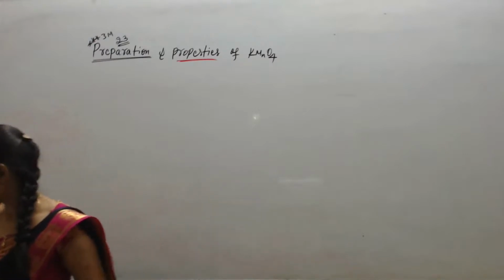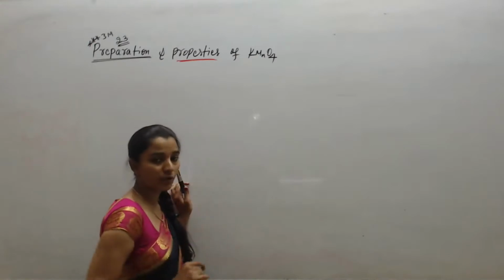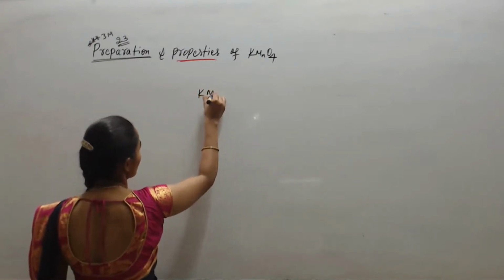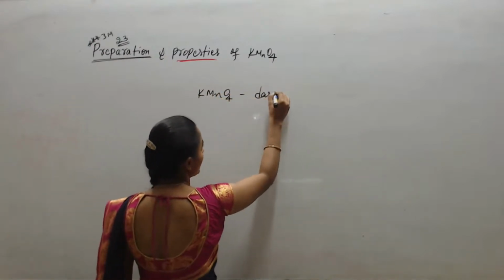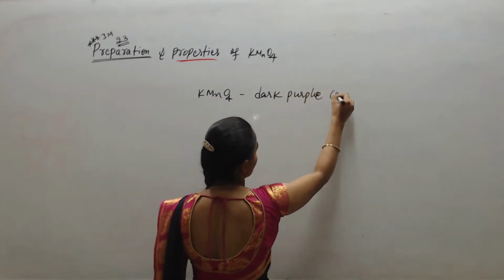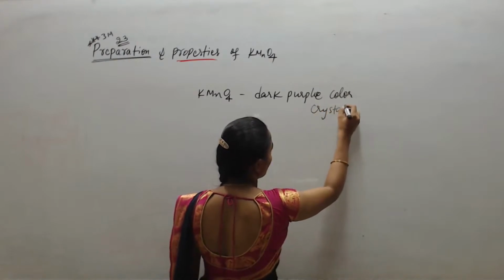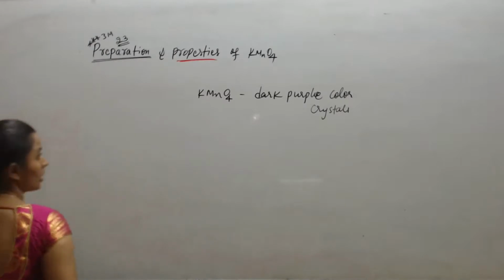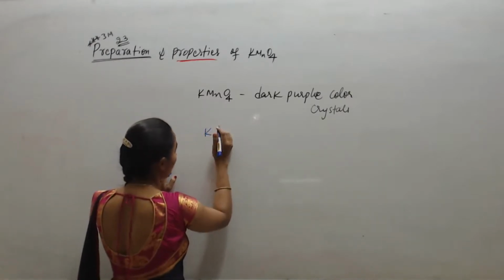Okay students, in the last class I asked you one question. As today I am explaining this concept, I will tell you. So listen, if you consider this KMnO4, it is dark purple color crystals. Dark purple color crystals. So why are they so dark?